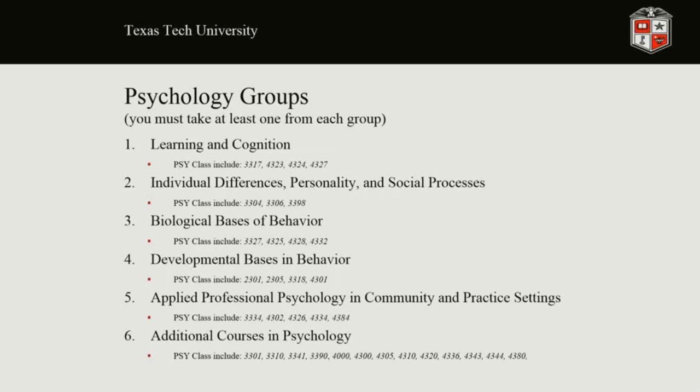You must have at least 1 class from each group. Some of the groups you're going to find more than one that you want to take, and that's fine because you also have 6 hours of psychology electives, and those can come from any of the groups as long as they're psychology classes.